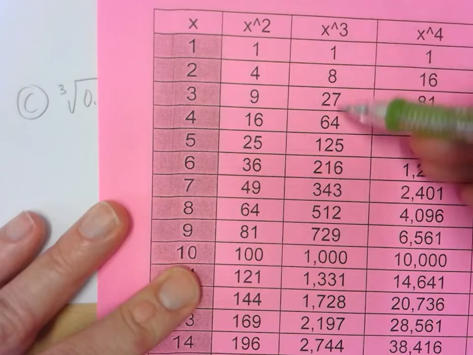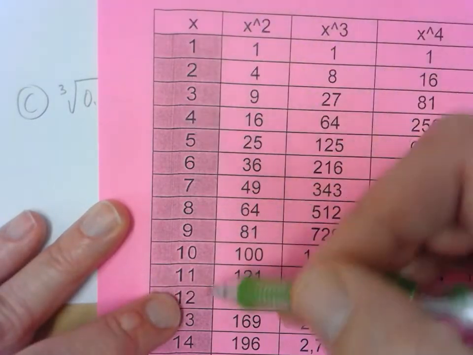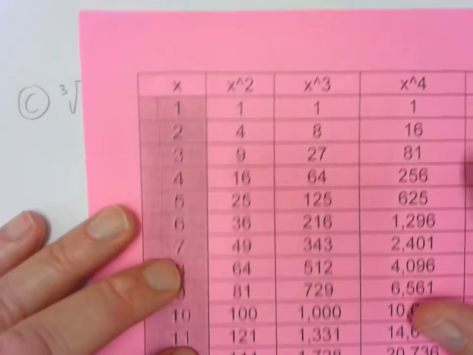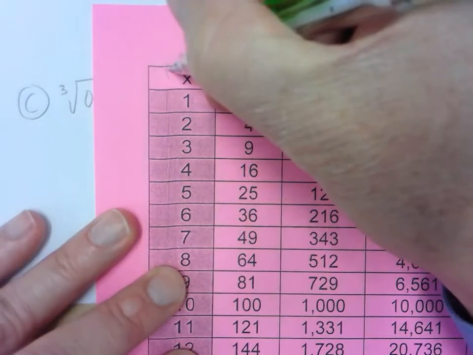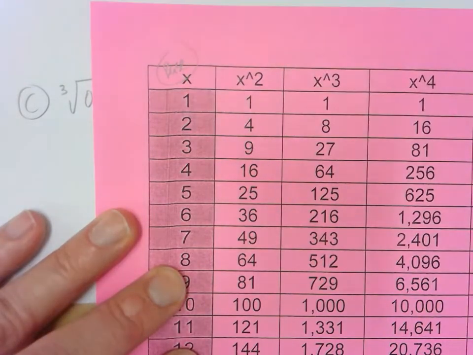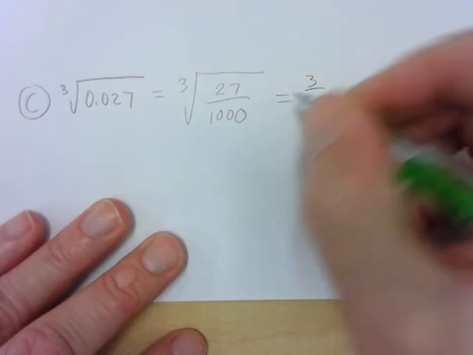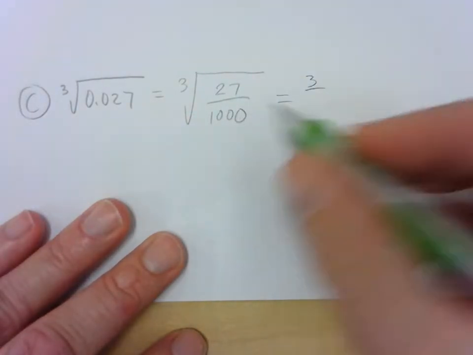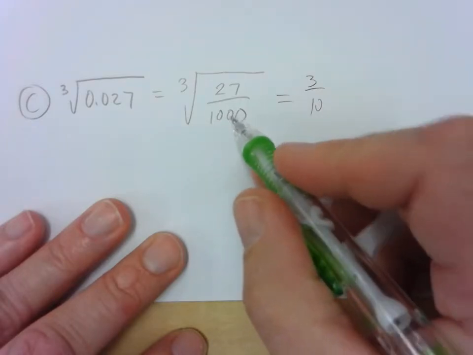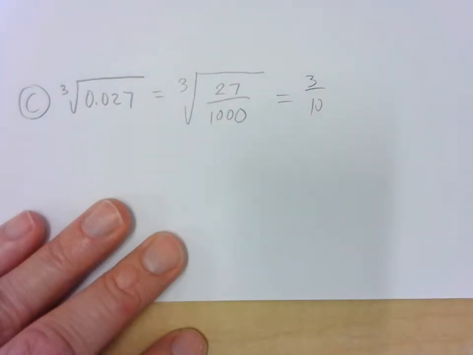You go to the cube column, you find the numbers, and you look over here. And these are all the bases. So if you want to write base right here, these are all the bases. So this would be 3, because 3 times 3 times 3 makes 27. And this would be 10. 10 times 10 times 10 is 1,000.